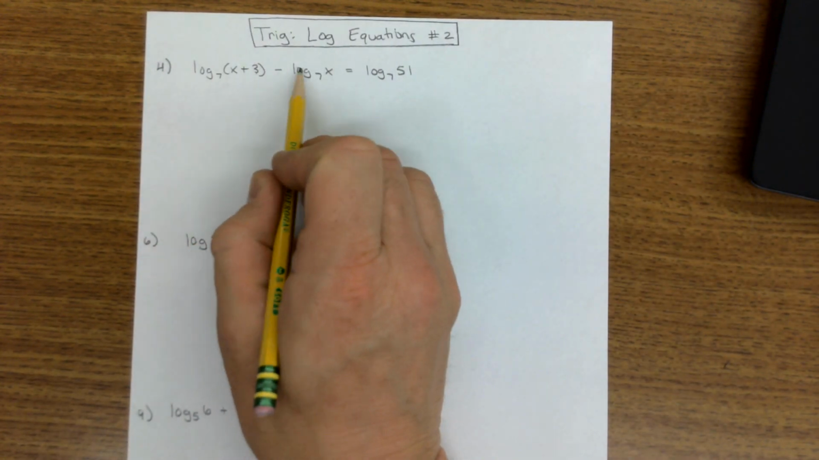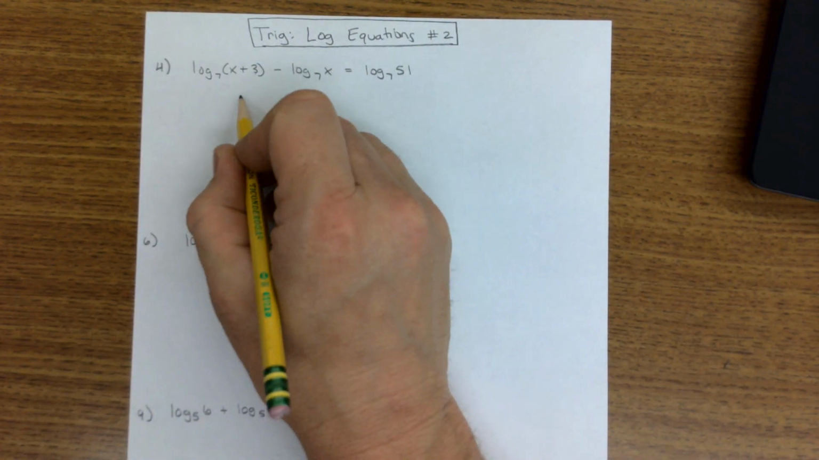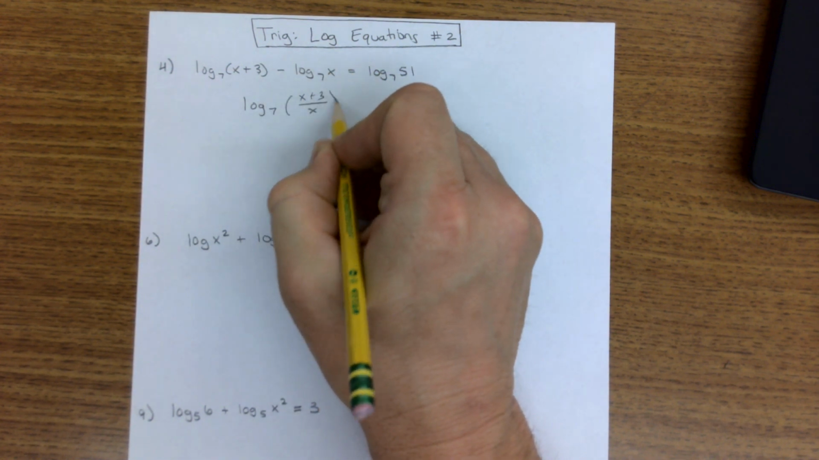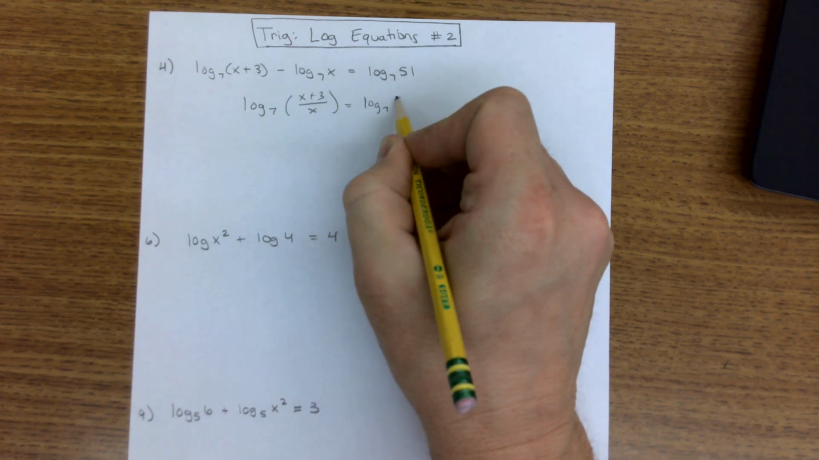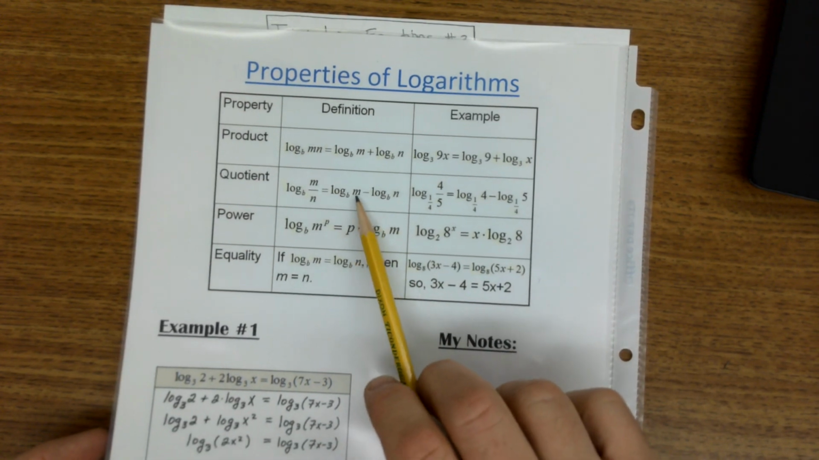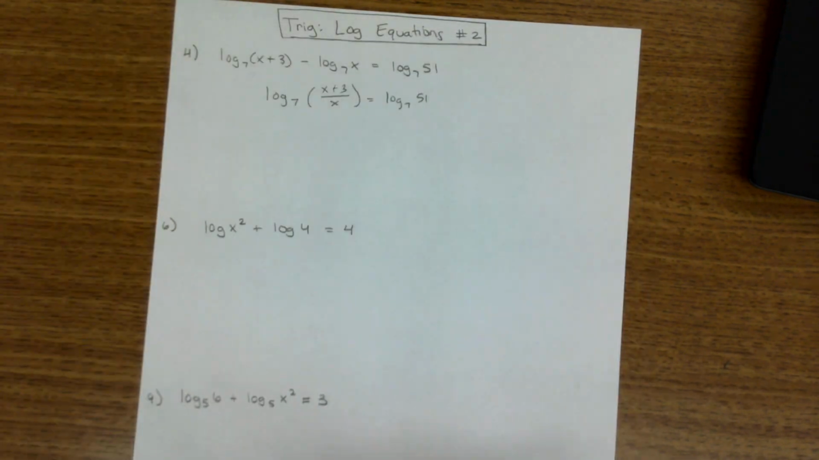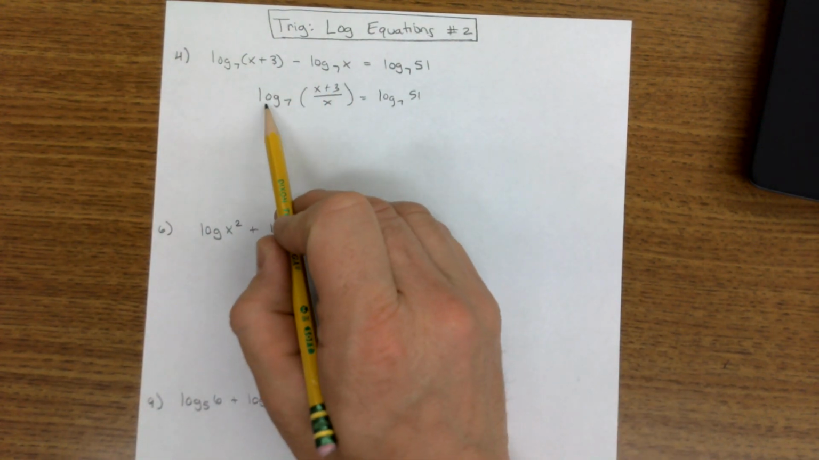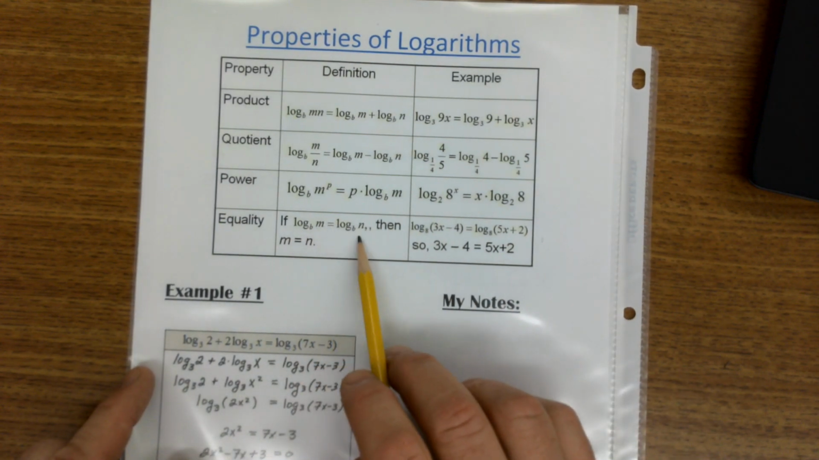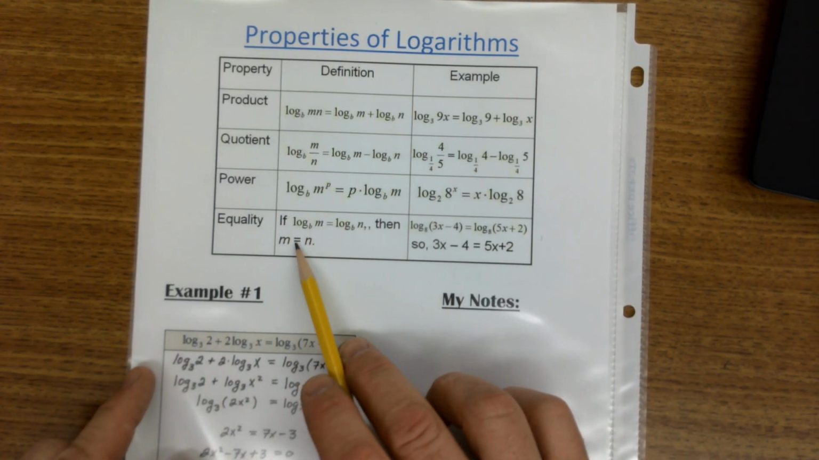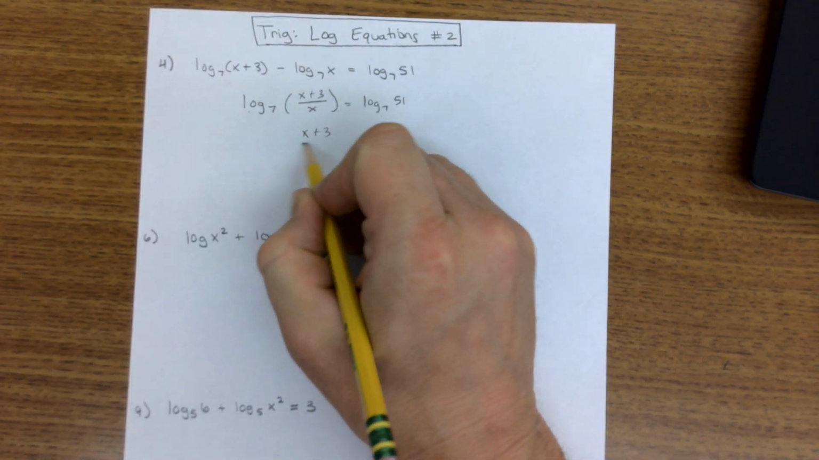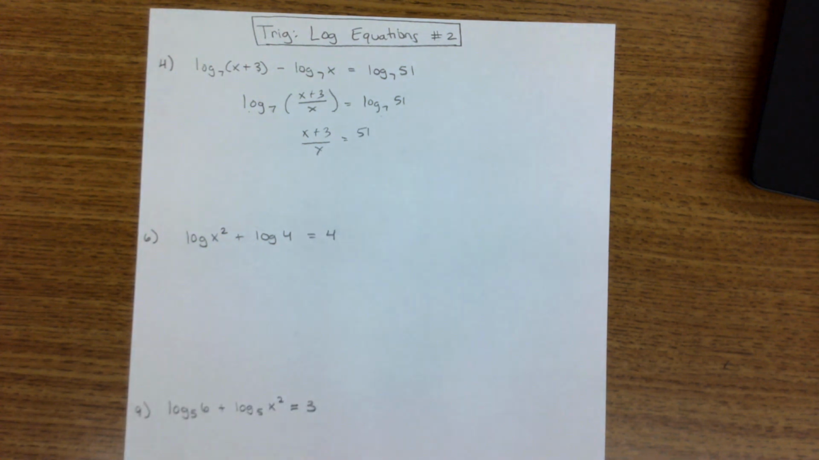Well, the first thing I see is these logs are being subtracted, so that means I can switch it to division. So I can have log base 7 of (x plus 3) divided by x. That's my first thing. I can use that quotient law that says you can turn a subtraction problem into a division problem. The reason I did that is because now I have two logs being equal to each other. Now I can use this property that says if two logs are equal to each other, then their arguments are equal to each other. So they're both log base 7. I just get rid of the log base 7, and now I have that.